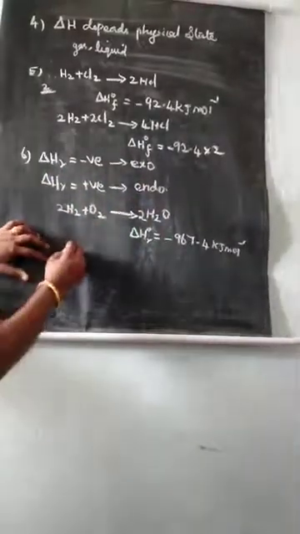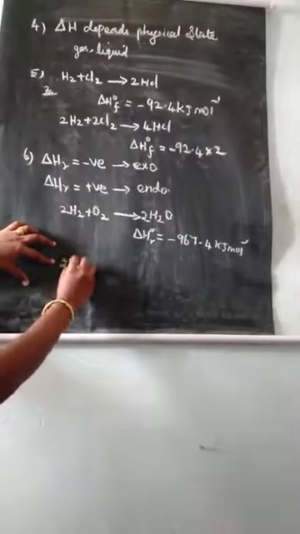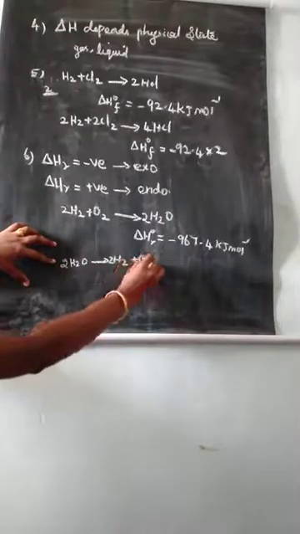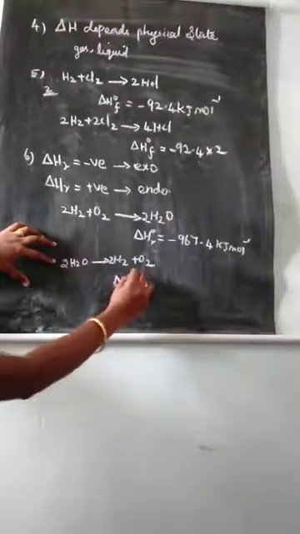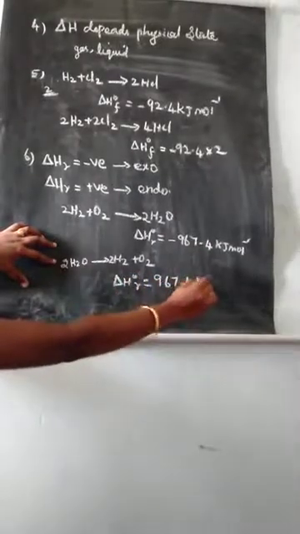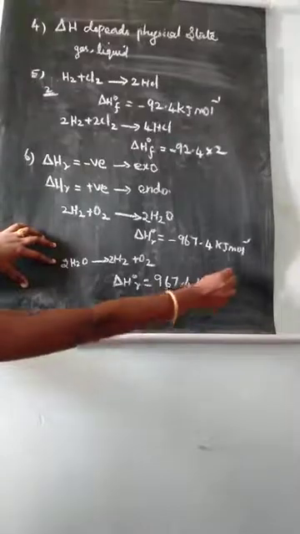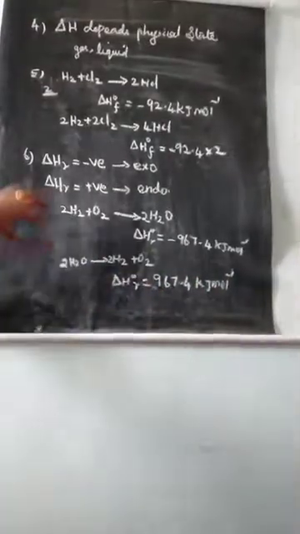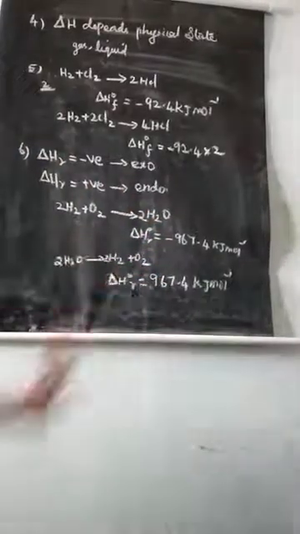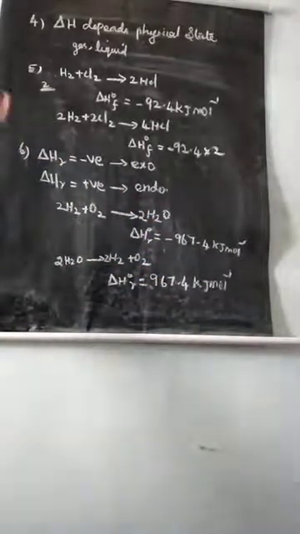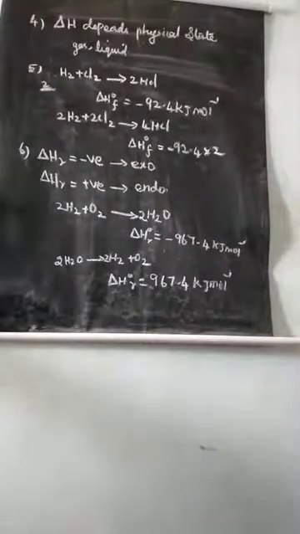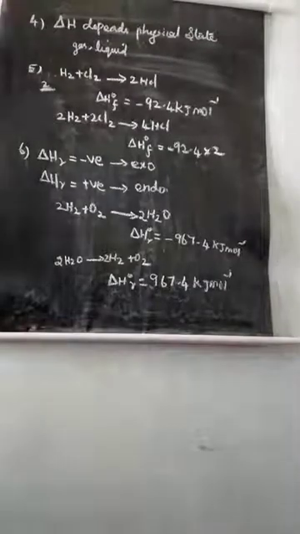Suppose it is reversed, 2H2O gives H2 plus O2. Tell the answer: delta H naught R is equal to plus 967.4 kilojoule per mole. This equation is an endothermic reaction. So delta H R value negative means exothermic, positive means endothermic. Understand? So these are the conventions of thermochemical equation. Already the first 3 points we learned.